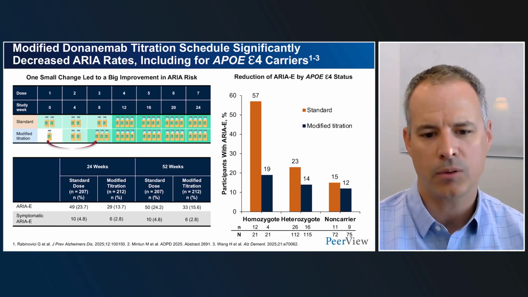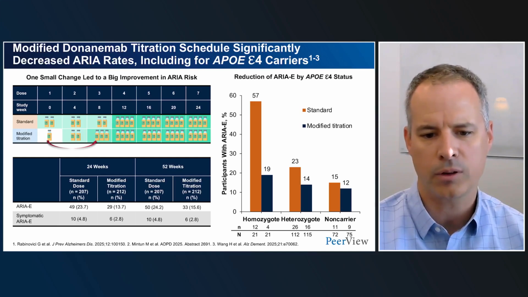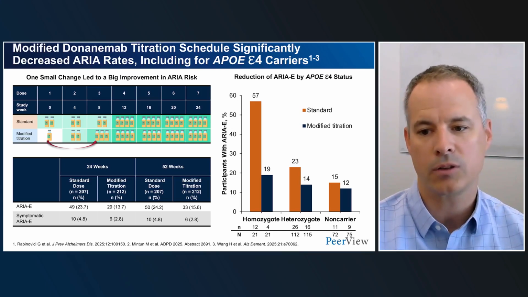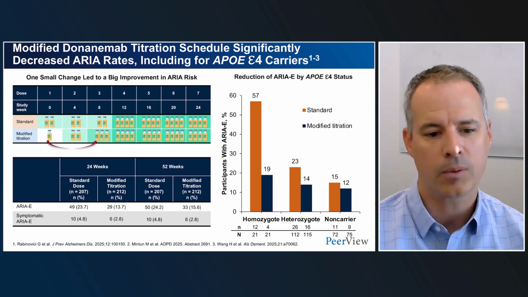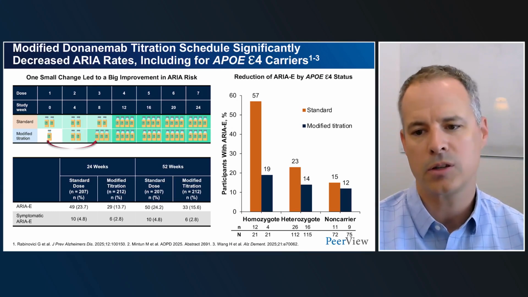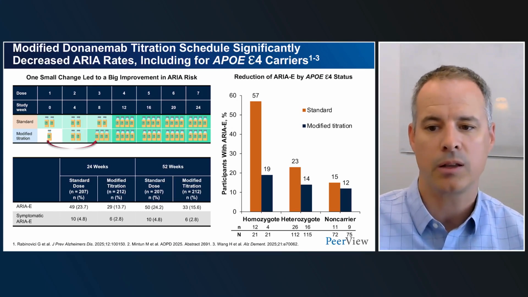But as you can see on the right-hand side, comparing the orange bars to the blue bars, the modified titration, which is the blue bar, lowers the rate of ARIA in all of the different groups. This is looking at ApoE4 homozygotes, heterozygotes, and non-carriers. But you can see in the ApoE4 homozygote group, the modified titration has a really striking effect, lowering ARIA-E rates from 57% all the way down to 19%. So we're very optimistic that this new titration schedule can help lower this risk of ARIA-E for donanemab, particularly in E4 homozygotes.